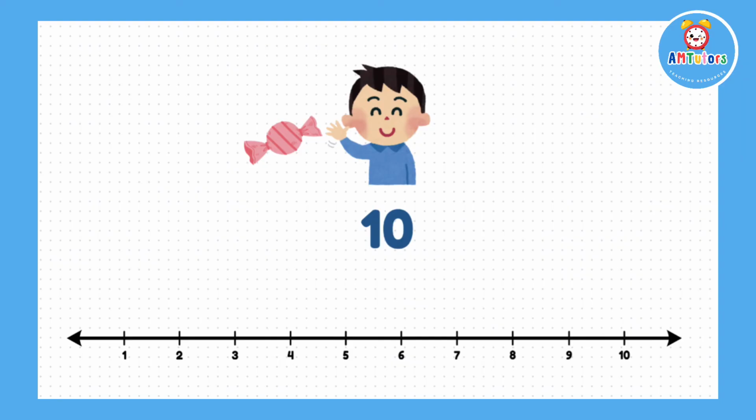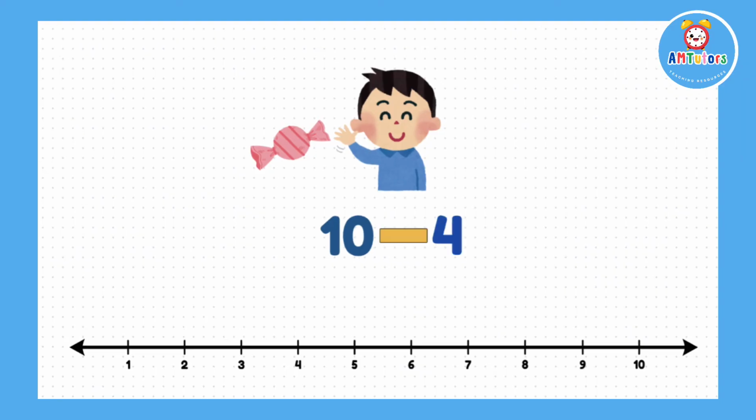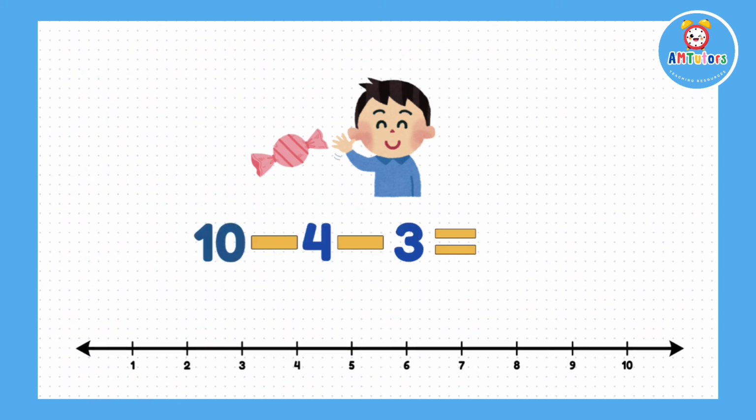Tom has 10 sweets. He wants to give 4 of his sweets to his friend, and then another 3 of his sweets to another friend. How many sweets will Tom have left for himself at the end? Use the number line to help you solve the problem.